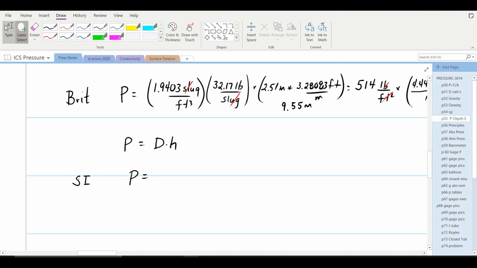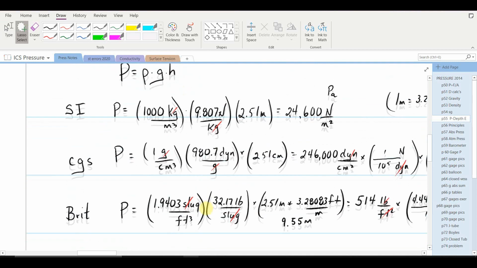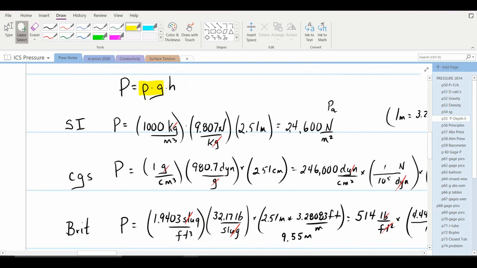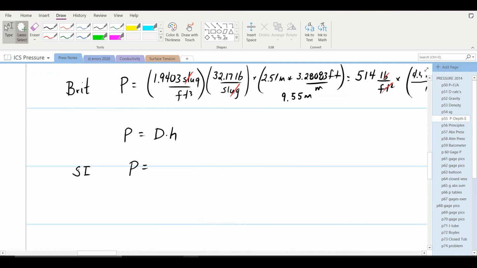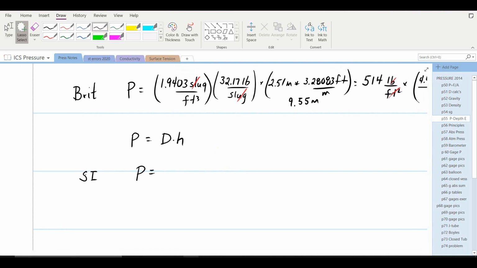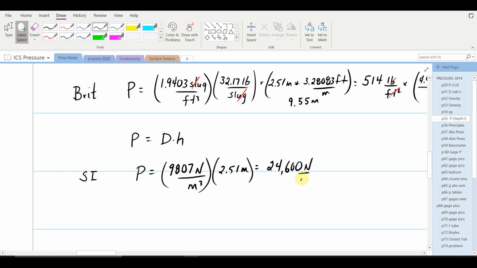Pressure is equal to, recall that D is equal to rho times G. So rho times G would be 1,000 times 9.807. Kilograms cancel, it would be 9807 newtons per cubic meter is the weight density of water. 9807 newtons per cubic meter times the depth is 2.51 meters, and as we saw before, that was 24,600 newtons per square meter.